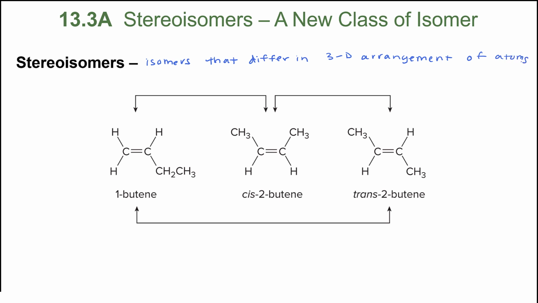So if we look at 1-butene and cis-2-butene, these two are constitutional isomers of each other because they're connected differently. The double bond's in a different location. But between cis-2-butene and trans-2-butene, these are stereoisomers. They both have that double bond between 2 and 3. And then 1-butene to trans-2-butene, these are constitutional isomers.